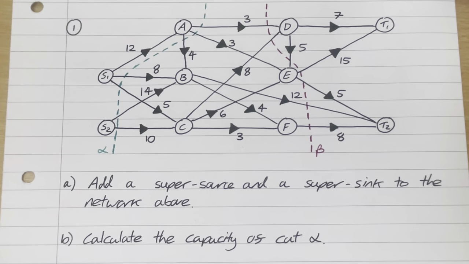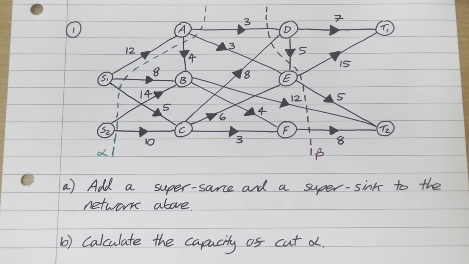All right. So question number one, we are given this network. And the first part of the question is asking us to add a super source and a super sink to the network above. Okay, so this might be worth two marks because you need to include the weightings on the arcs to the super source, to the super sink and from the super source.